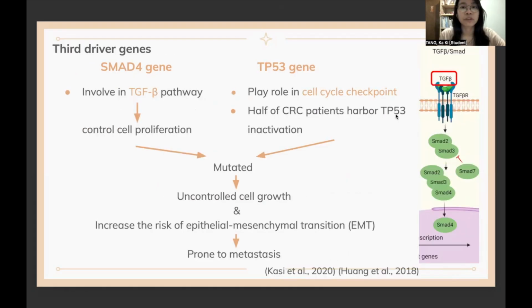And finally, for the third driver genes, SMAD genes are involved in the TGF-beta pathway, while the TP53 gene plays a role in the cell cycle checkpoint. Both genes can control the cell proliferation. Mutation of these genes not only causes uncontrolled cell growth, but also increases the risk of epithelial-mesenchymal transition. And this makes the cancer cells prone to metastasis.